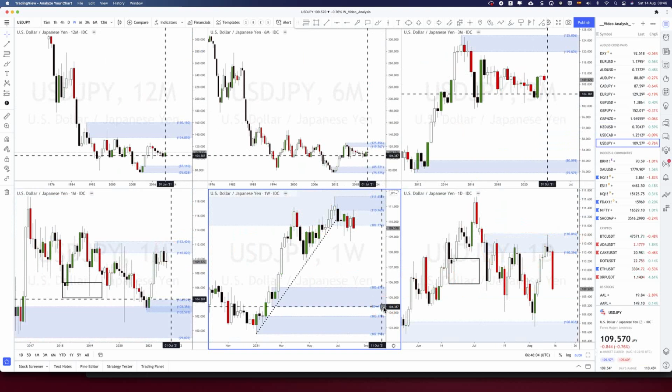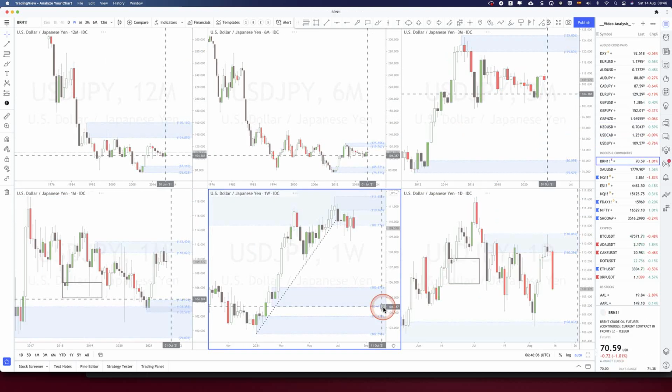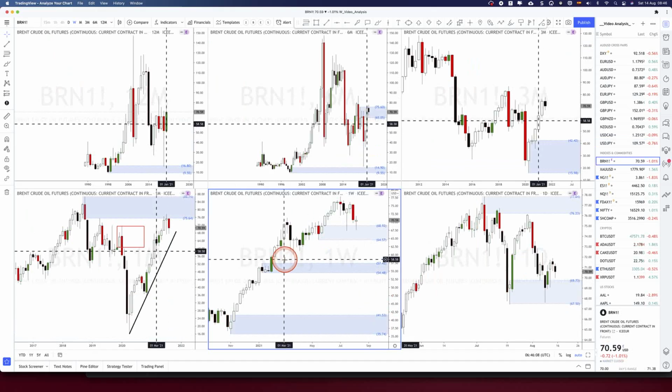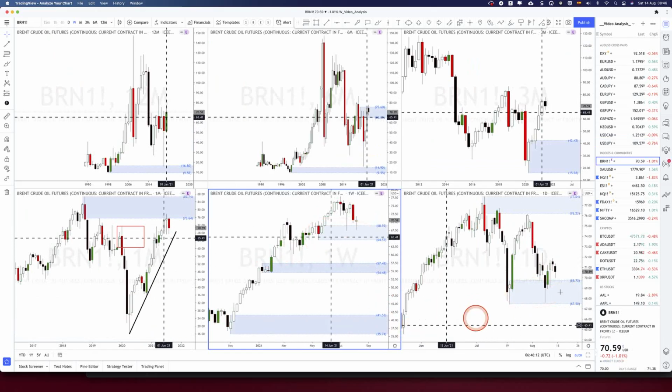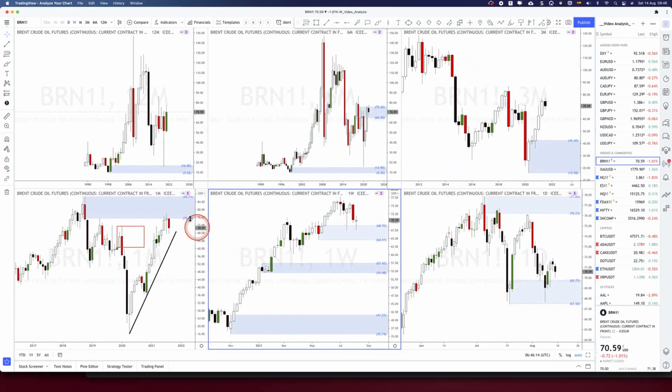Only shorts are possible. Now Brent. On Brent, we have the weekly demand in control and a brand new level of demand on the daily trying to play out. This is an aggressive type of trade because we have the monthly supply in control, so manage it accordingly.